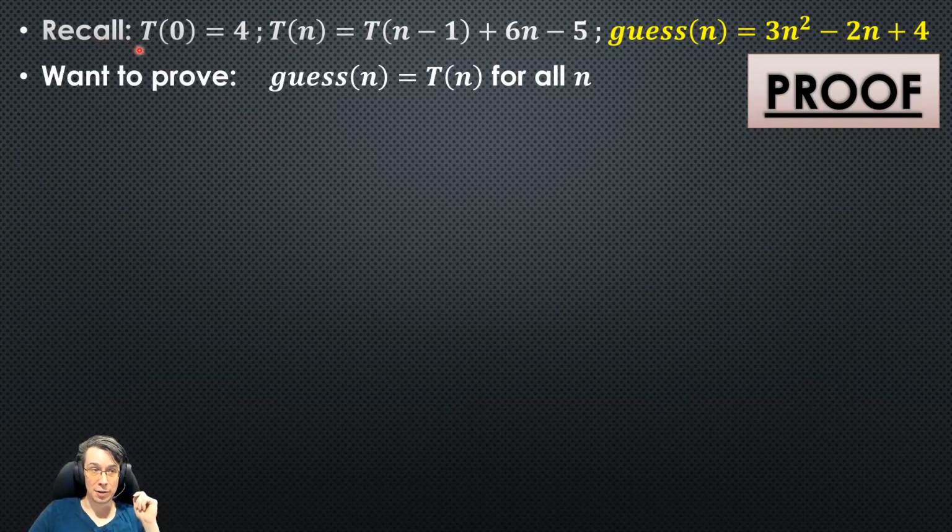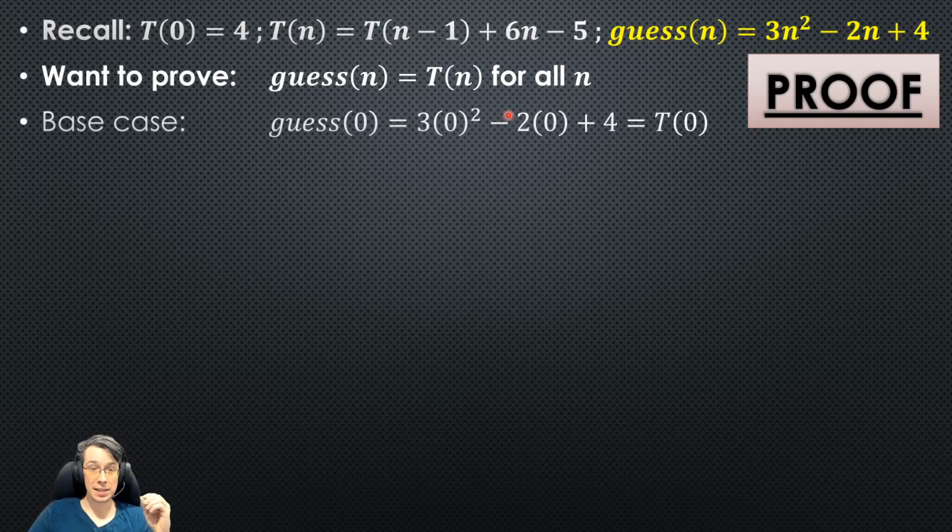So again, just to remember, here's our definition of t, here's our guess. What I want to prove is that the guess is equal to t, for all n. Guess of n is equal to t of n for all n. I'm going to prove that recursively. I'm going to start with the base case. So the base case, my guess of 0, I want to prove is equal to t of 0.